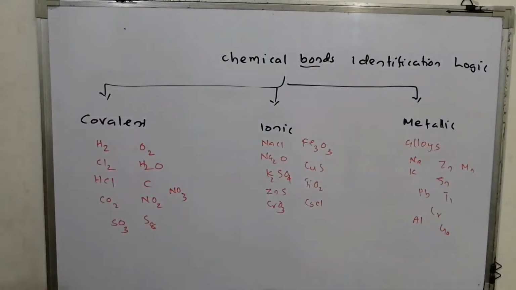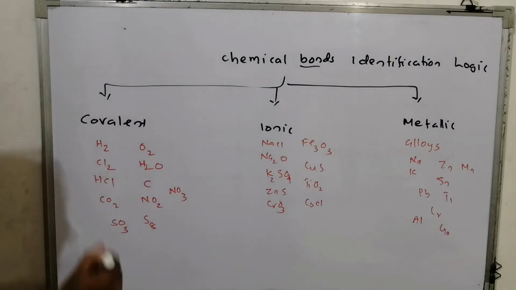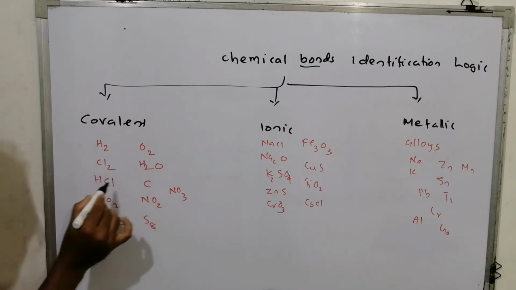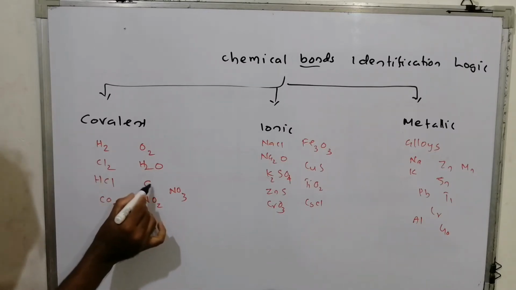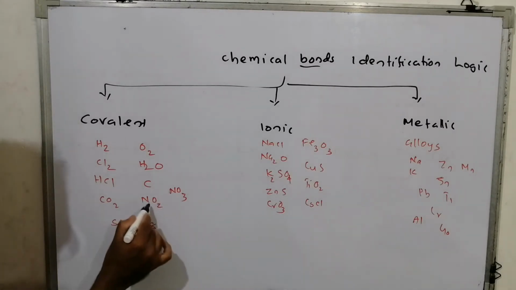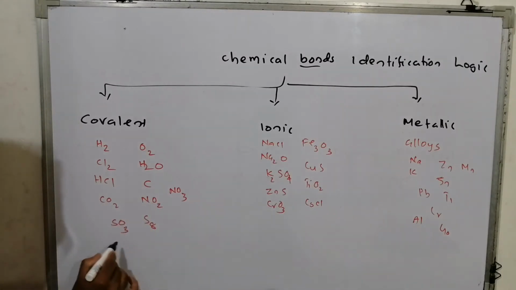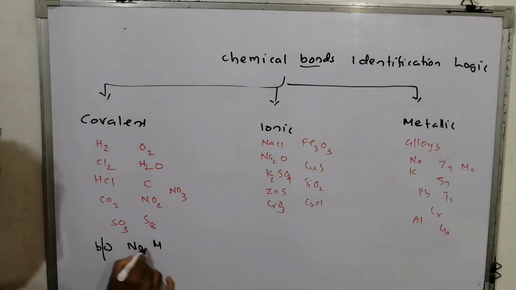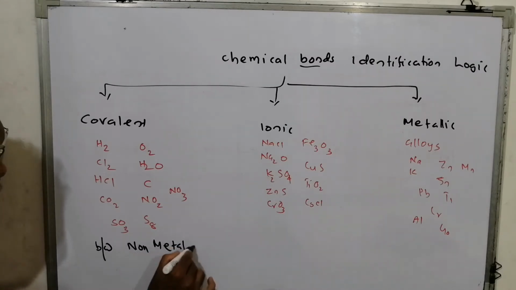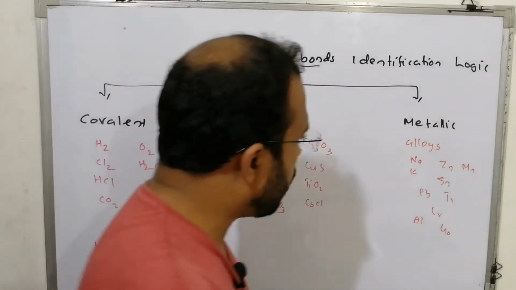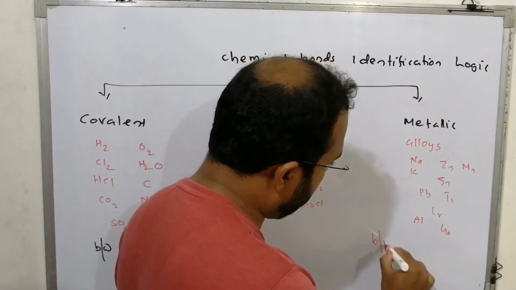Therefore, now I think you got the idea. Covalent bond, here hydrogen, oxygen, chlorine, hydrogen and oxygen, hydrogen and chlorine, carbon between carbon, that is graphite, diamond, nitrogen and oxygen, carbon and oxygen, sulfur and oxygen. Therefore, covalent bond is between non-metal atoms. You should know the idea of the non-metal atoms. Metallic bond is between metal atoms.